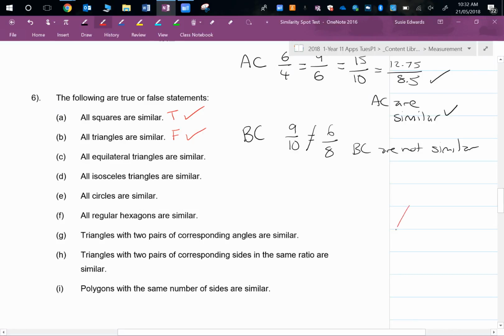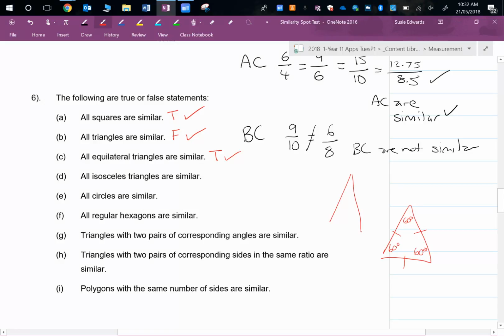Equilateral triangles, if we think about them, always have all 60 degrees. Okay? And they're all the same length sides. What do you reckon the answer is? It's true. All isosceles triangles are the same.